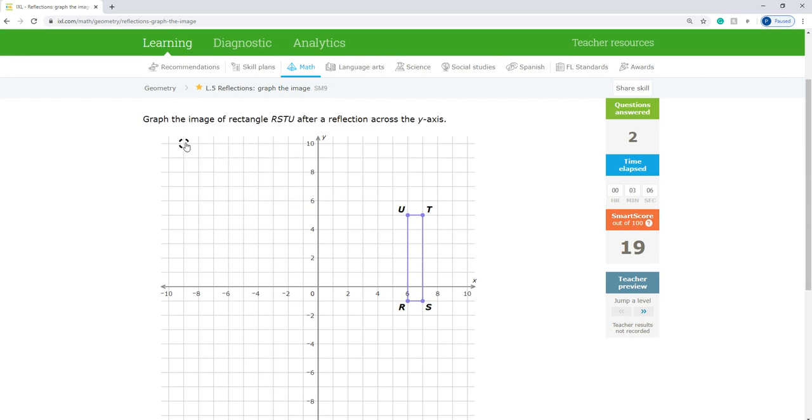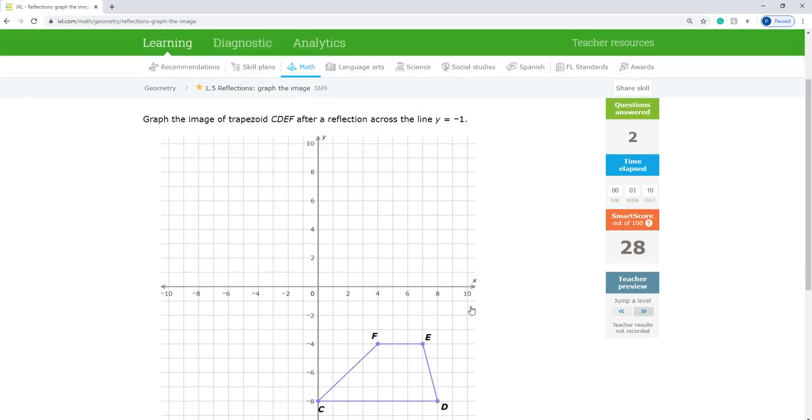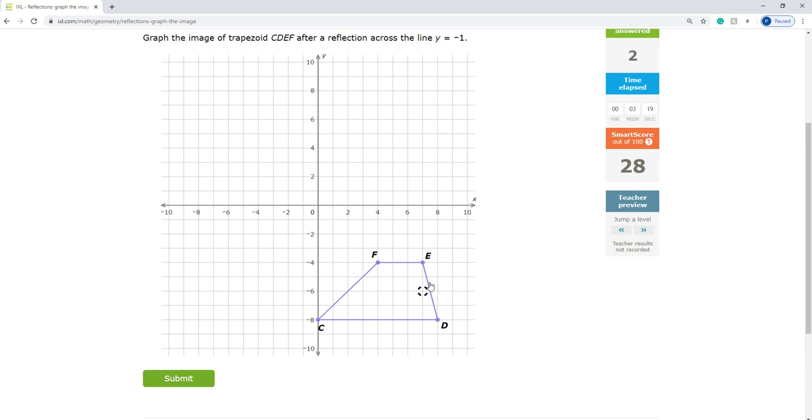This is more of the same. Let me see if I can jump a level and see what other types of problems you would see. All right, so this one's a little bit different. This one's not about the y-axis or x-axis anymore. Now they want you to reflect across y equals -1.